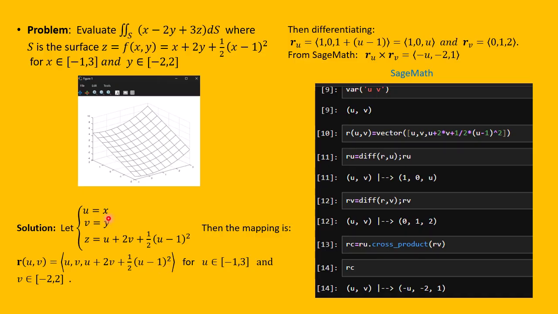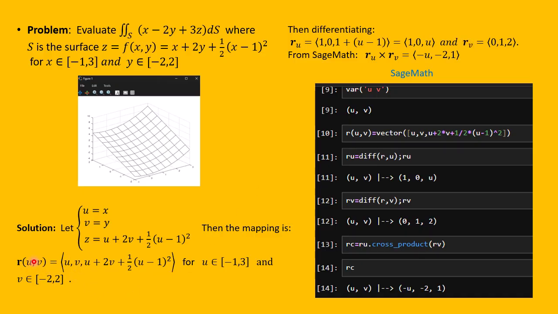And since u equals x, and x is between minus 1 and 3, that tells us that u will be between minus 1 and 3. And since v is equal to y, and y is between minus 2 and 2, that tells us that v will have to be between minus 2 and 2. So if we differentiate this function, first with respect to u and then later differentiate r with respect to v, let's see what happens.